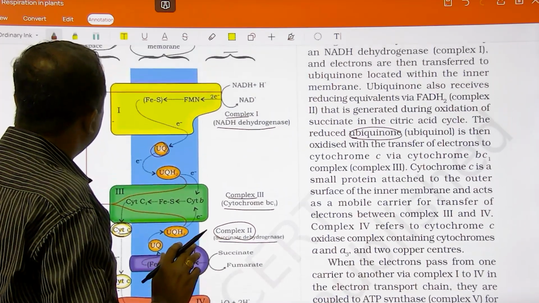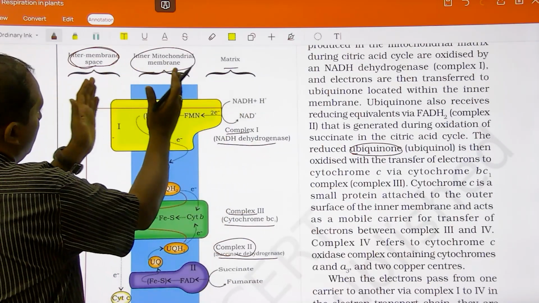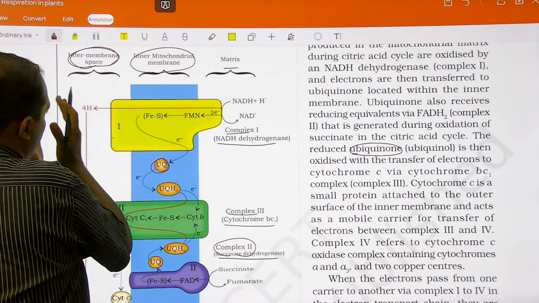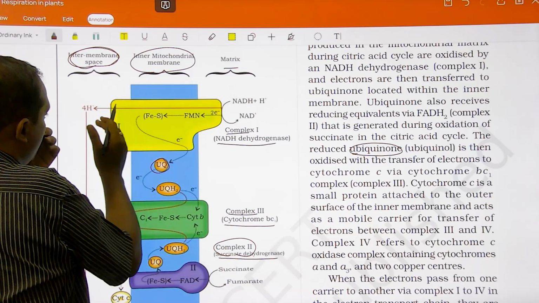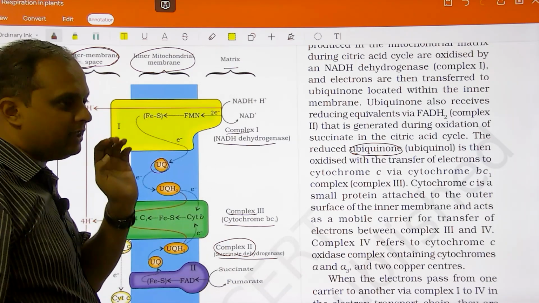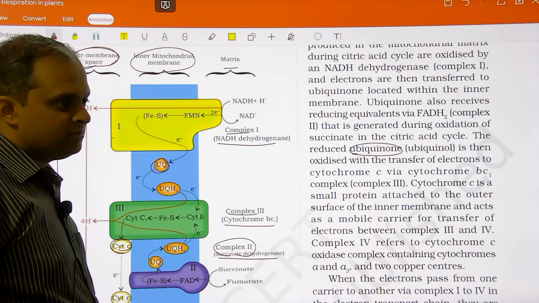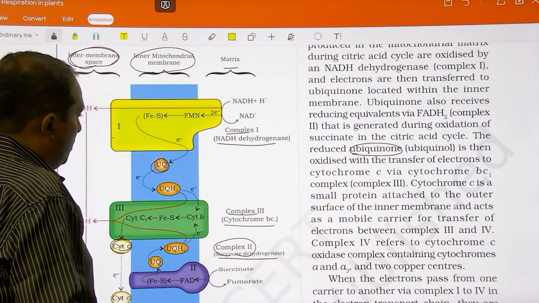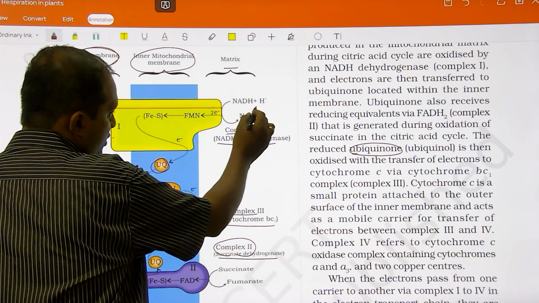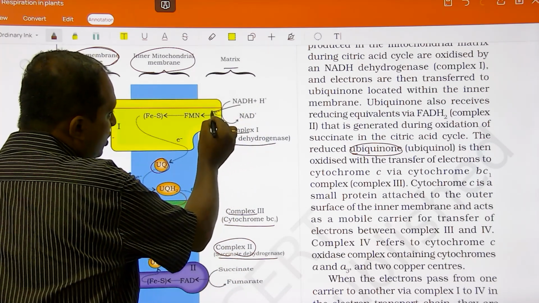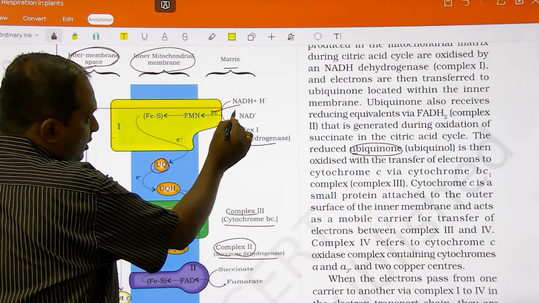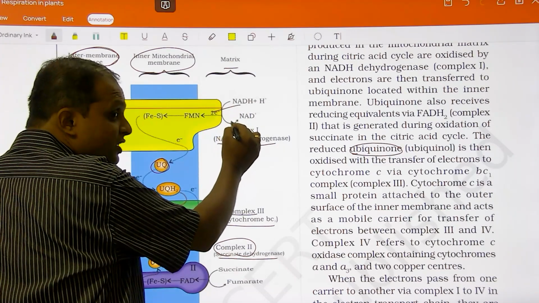Remember this: matrix, inner membrane, outer membrane, and between the inner membrane and outer membrane there is a space which we call the intermembrane space. Now see, NADH is giving the electron here. So NADH is oxidized to NAD+.